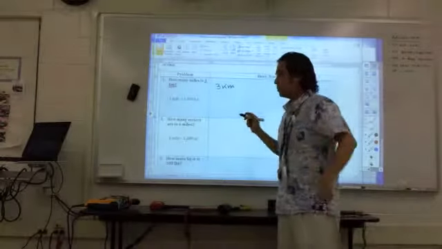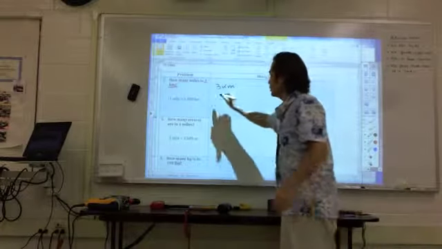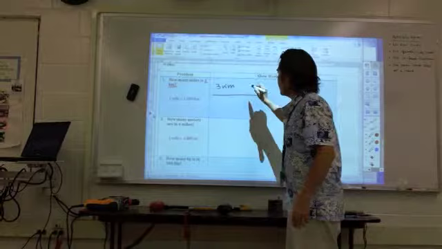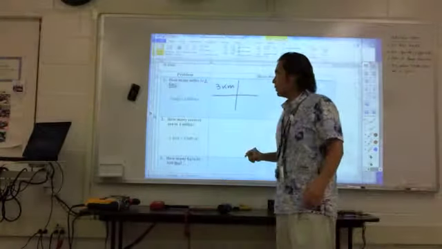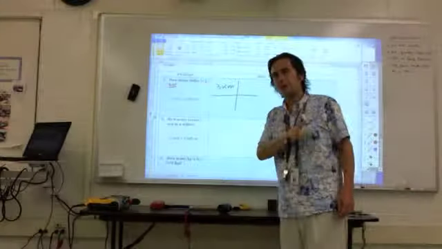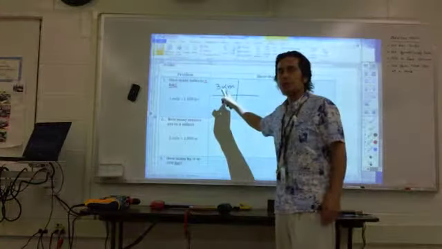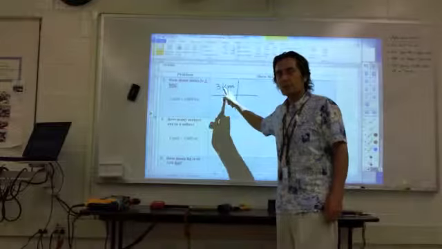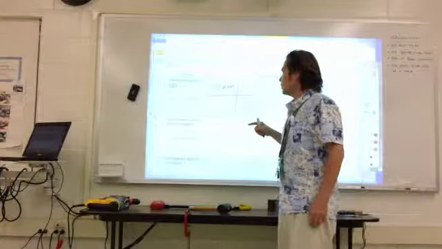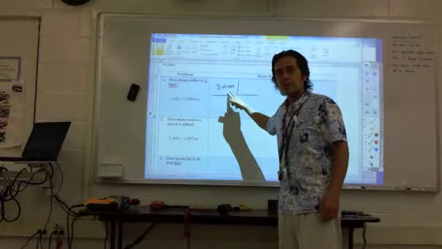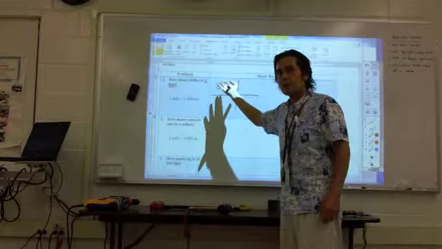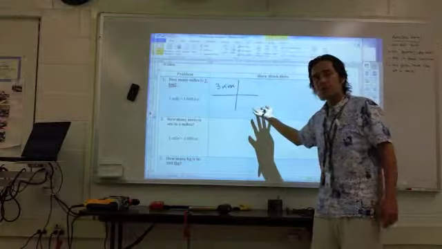Step 2, draw a cross. Draw a cross like this. Step 3, what unit do you want to eliminate? I want to change kilometers to miles, so I've got to eliminate the kilometer. In order to get rid of kilometer upstairs, up on top of the horizontal line, I need to put a kilometer downstairs.